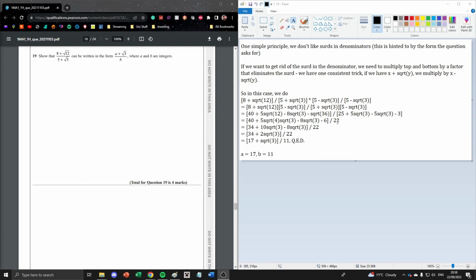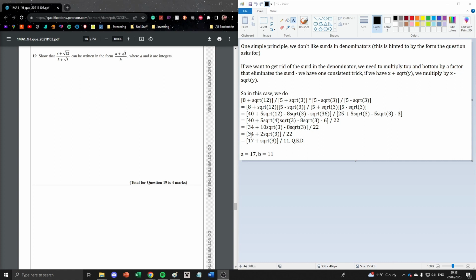And we're dividing that by 22. Obviously, these cancel out, so it's just 25 minus 3 is 22. So we're going to continue to simplify. We can do 40 minus 6 to get 34, plus 10 square root 3 minus 8 square root 3. And we got the 10 square root 3 from, obviously, square root 4 being 2. Again, dividing all by 22.